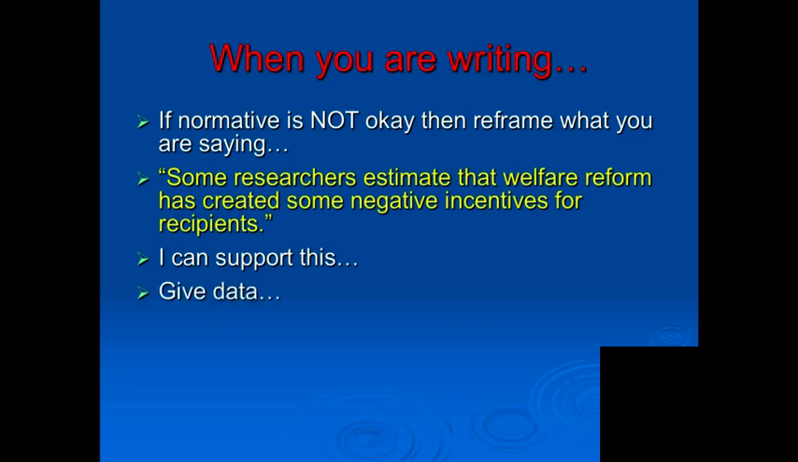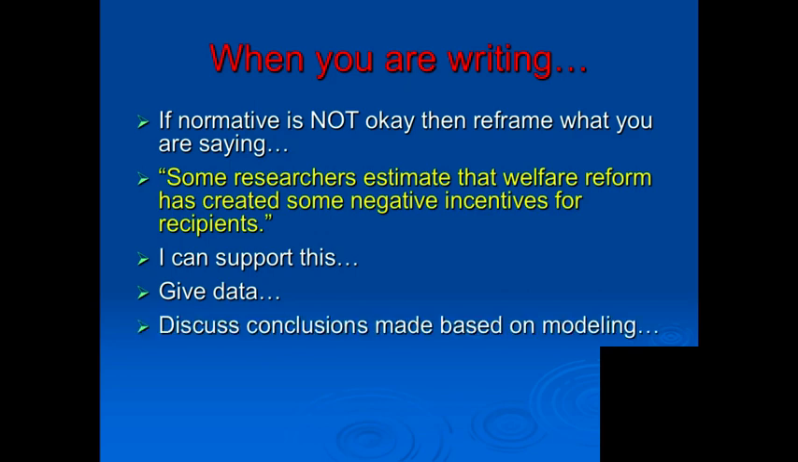So we can support this, right? How would I support this? I might give data, again positive. I could have conclusions based on models about how people respond to incentives, perhaps. I can summarize the analysis of others. You see where I'm going with this. As you write, look at your work and decide, have you been normative? And is it okay to be normative? And if it's not okay, you need to reframe what you're writing to be positive.